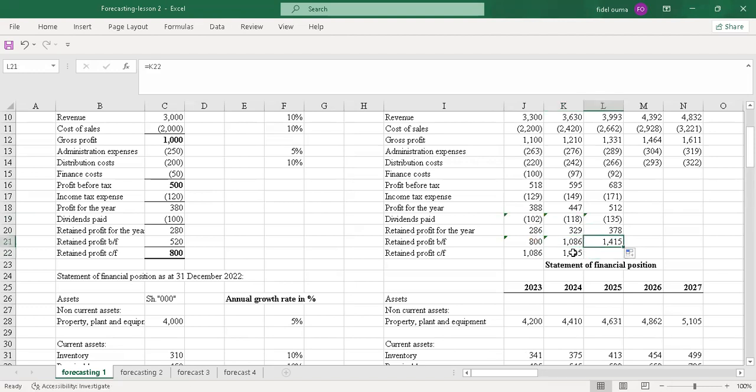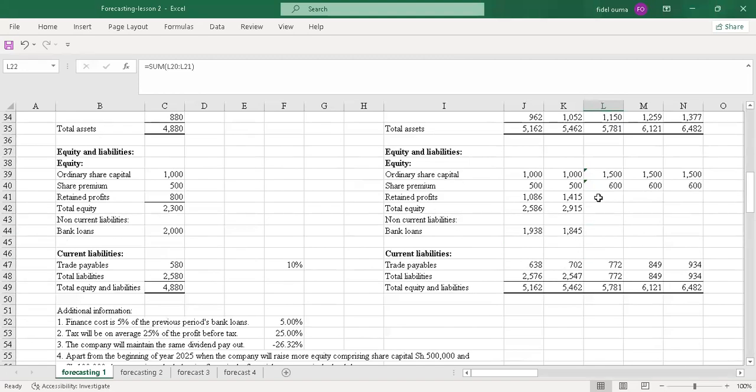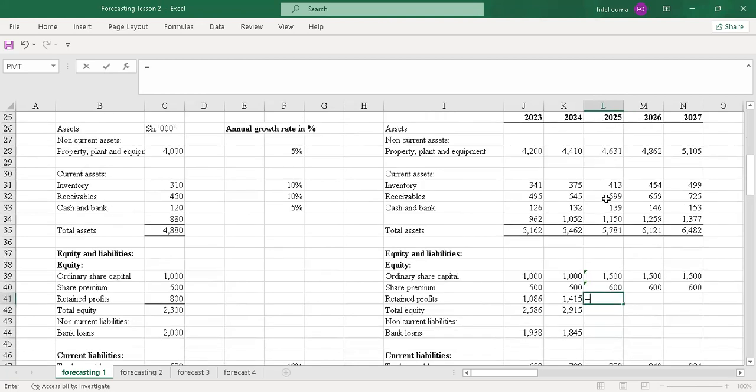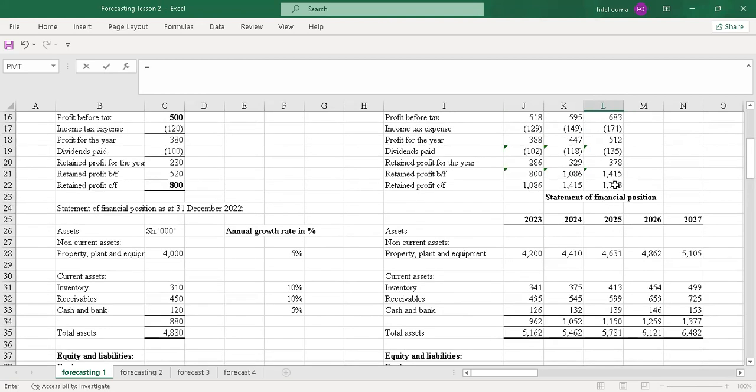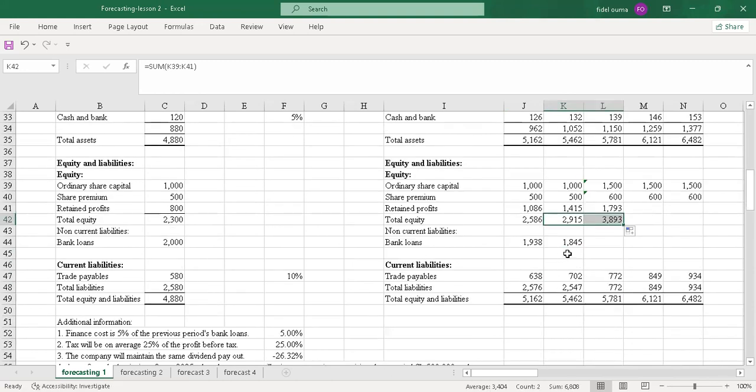Yeah, it will give me automatically this retained profit carried forward. So it will bring it here so that when I drag, it sums it up. So I'll have 1793 as the retained profit for 2025. Then you just come to 2025 here and you replace it with this, 1793. So just enter. Once you enter, you just drag this and the values change automatically.